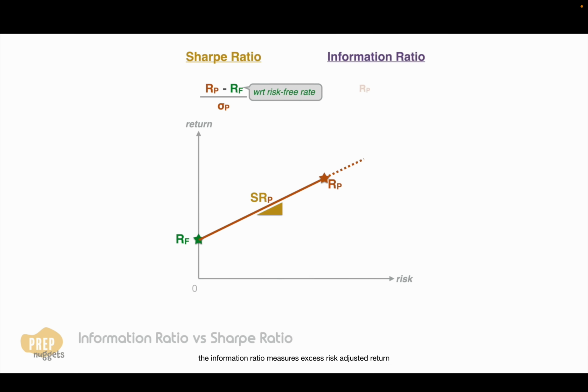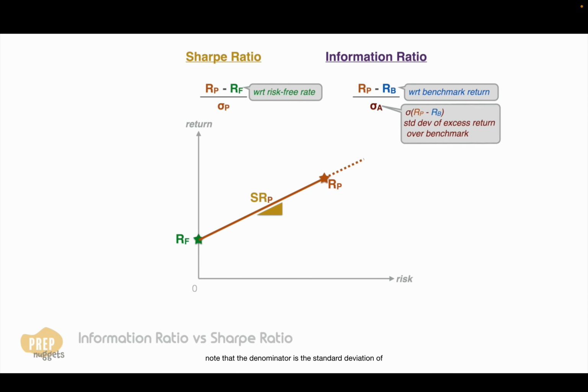The information ratio measures excess risk-adjusted return of a portfolio with reference to the benchmark return. Note that the denominator is the standard deviation of the excess return over benchmark. The numerator is known as active return and the denominator active risk.